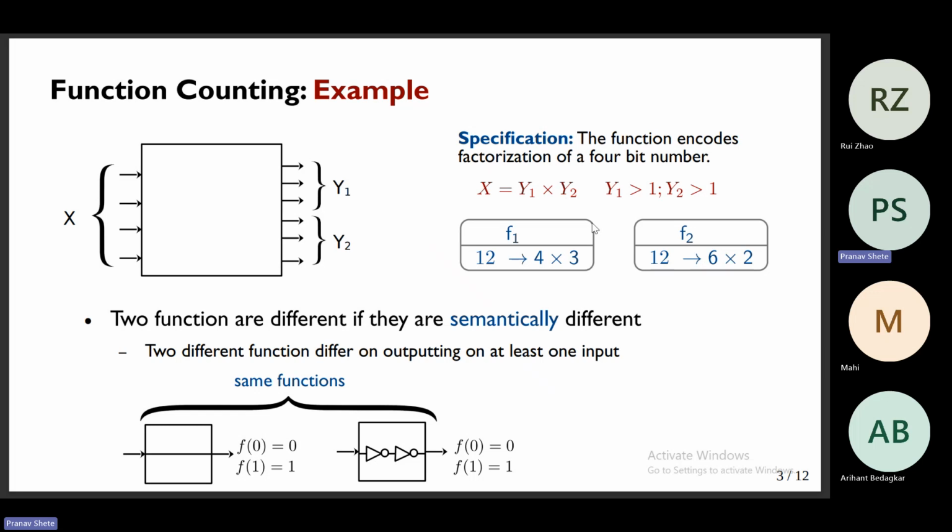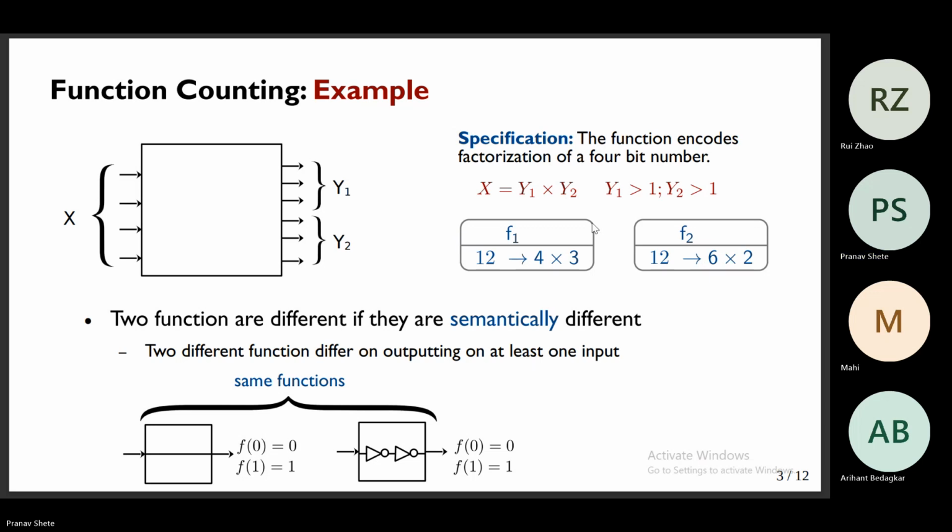Let me be more specific: we will call two functions different if they are semantically different. That means that we say two functions are different if they differ in output on at least one input. For example, if you have a function f of x equal to x and f of x equal to not of x, even though the functions look different, we do not consider them as different functions because they have exactly the same input-output behavior.